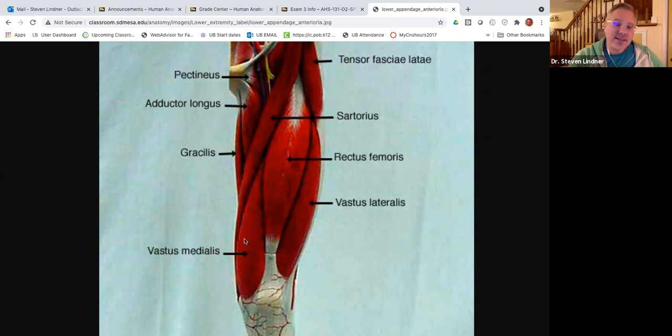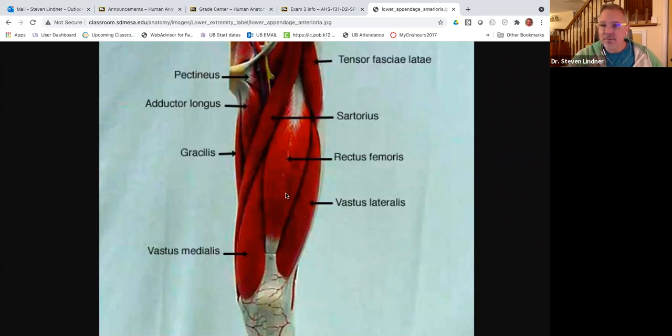Now between vastus medialis and vastus lateralis is a vastus intermedius. Intermedius just means it's in between. So it's in between the medialis and lateralis, vastus intermedius. And again, it's deep to the rectus femoris. And if we pull and dissect this away, which we will shortly, you'll be able to see it.